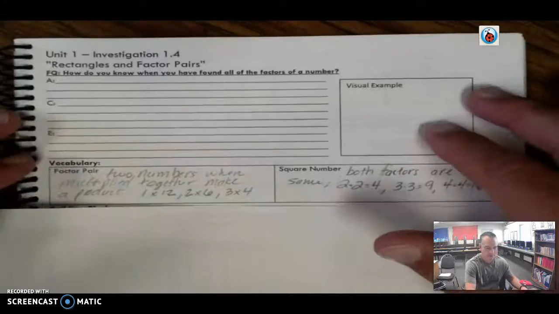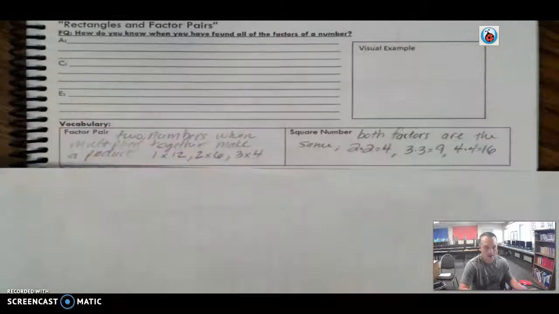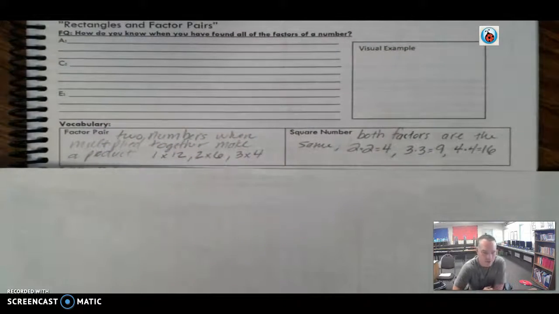So start off with some vocabulary. A factor pair is two numbers that, when multiplied together, make a product. So any two numbers that are multiplied together that make a product. Examples might be 1 times 12, 2 times 6, and 3 times 4. Those would all be factor pairs that have a product of 12.